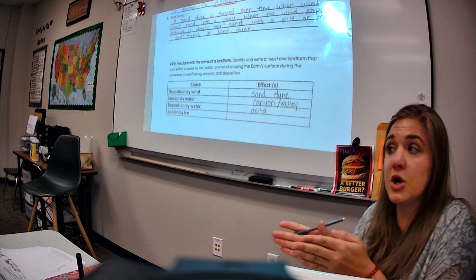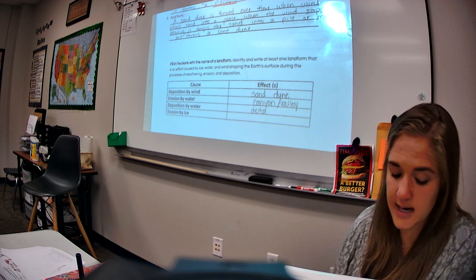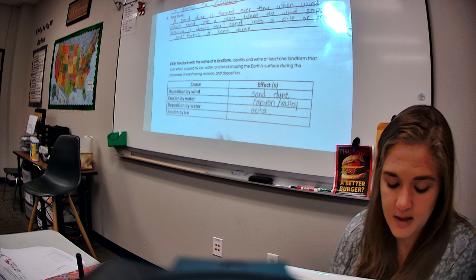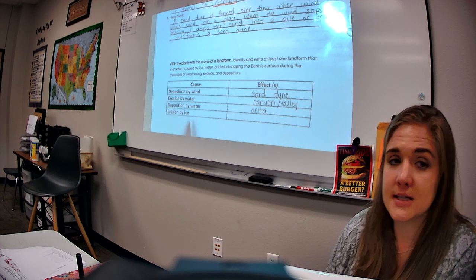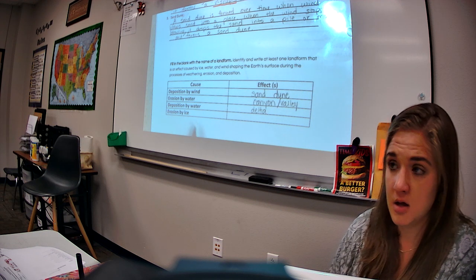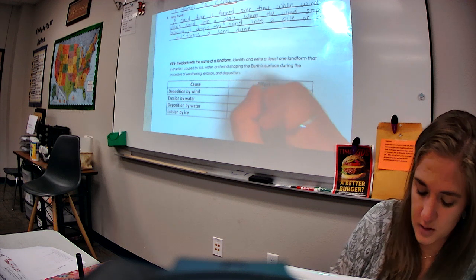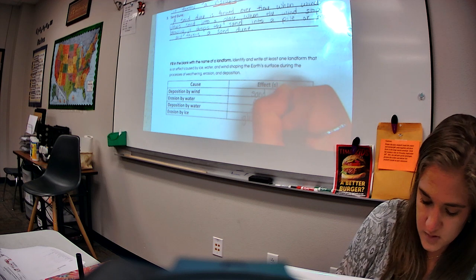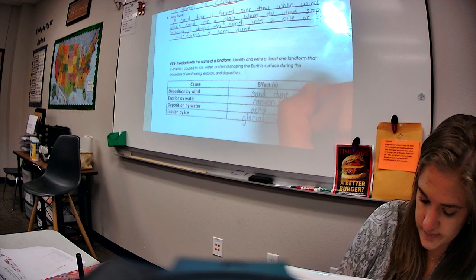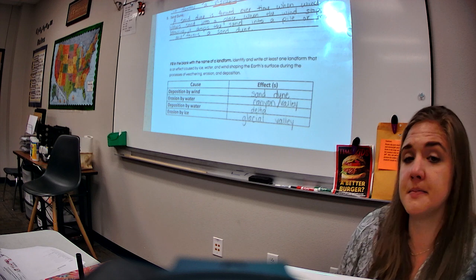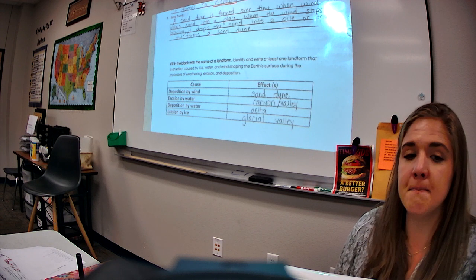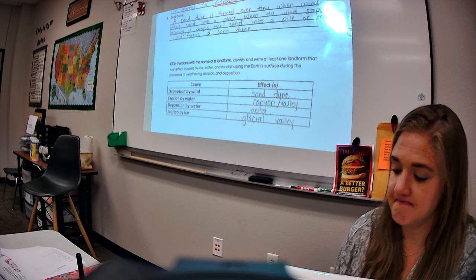the river then has to go around it instead of over it once it gets high enough. Okay? Erosion by ice. Garrick? Glacial valley. Good. Glacial valley. Okay? Once you have that, go on to the next page.